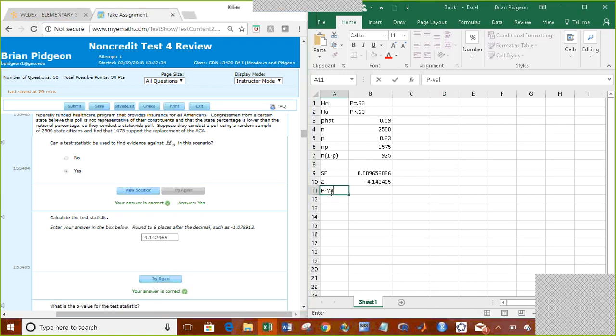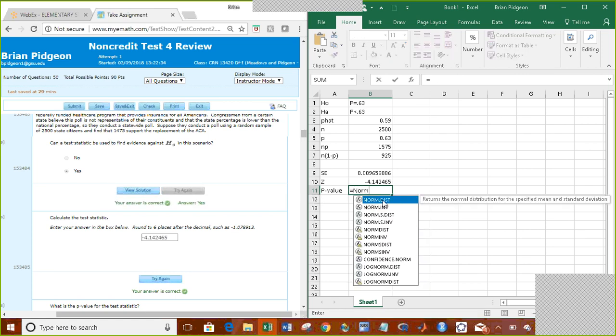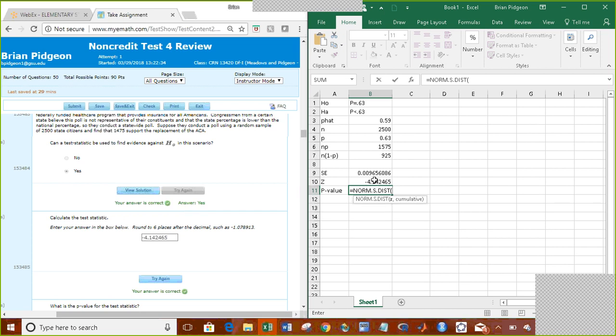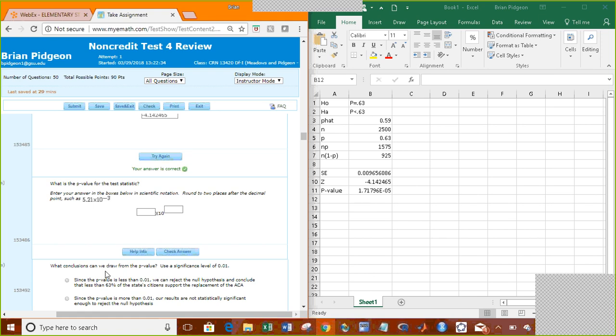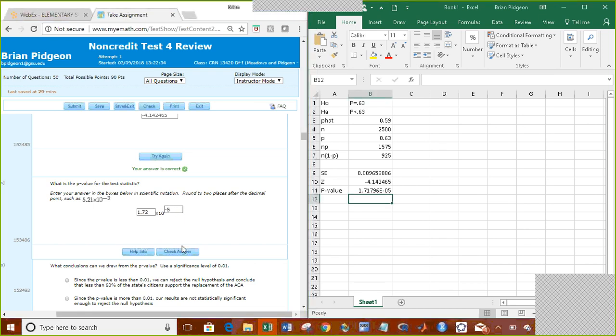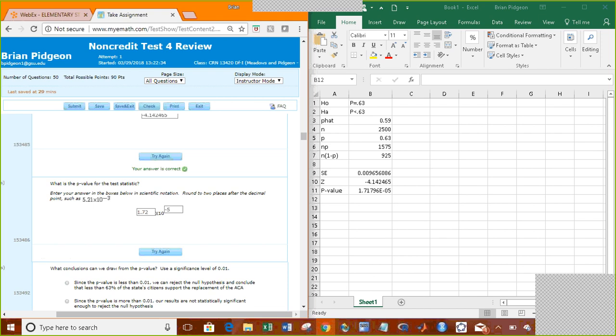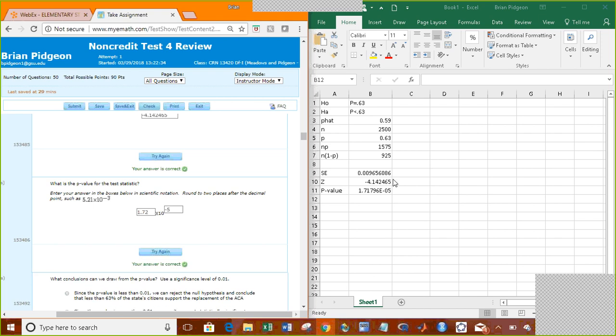So the p-value calculation is determined by the alternative hypothesis, for testing less than. So we just use the normal distribution function, and then type our z-value, comma 1. And we want scientific notation. So now the 2 decimal places after the decimal point, so we have 1.72 times 10 to the negative 5. That's what this means here. And that just means move the decimal to the left 5 times.